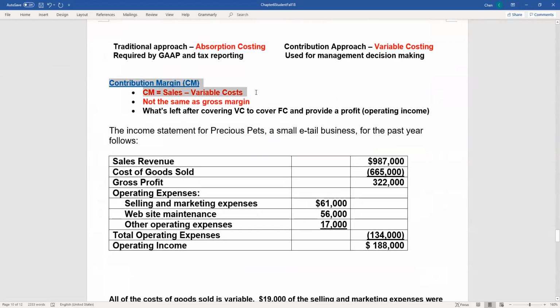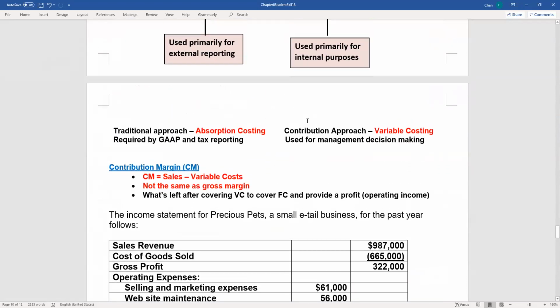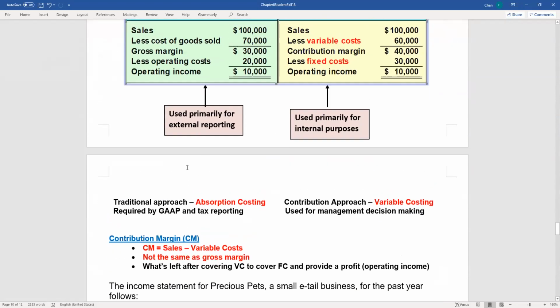Remember, contribution margin will be equal to sales minus the variable cost. Okay, here is the thing. Traditional approach is also called absorption costing, and it is required by GAAP and tax reporting.